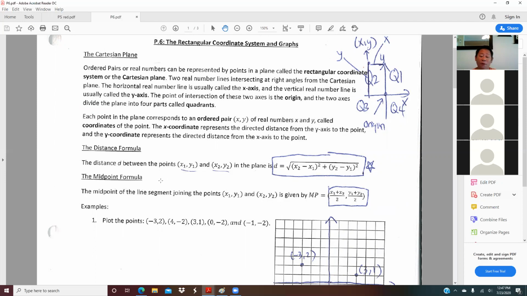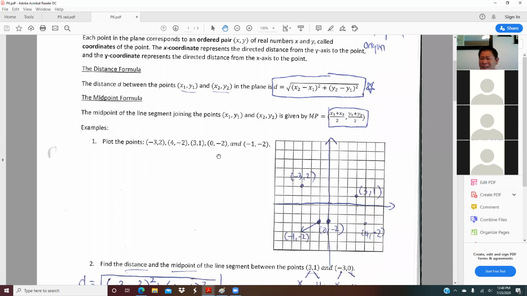And then the midpoint formula is right in the middle. So if I give you 2 points, midpoint means it's right in the middle of those points. So how do we find the middle of these 2 points? You kind of average it. So to find the midpoint, you take x1 and x2 added up and divided by 2. And then you do the y1 and y2 added up and divided by 2. So these are the 2 formulas we will be using.